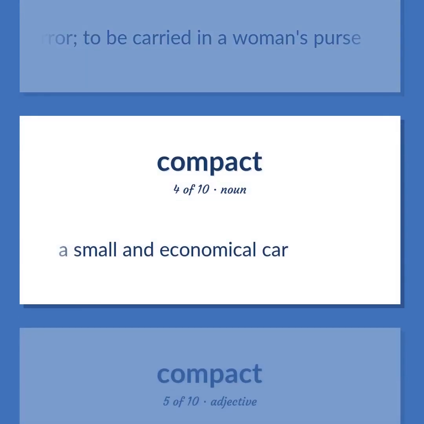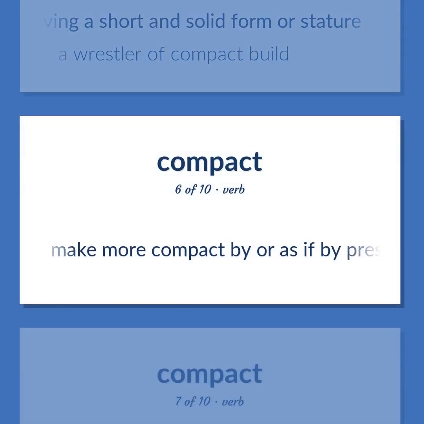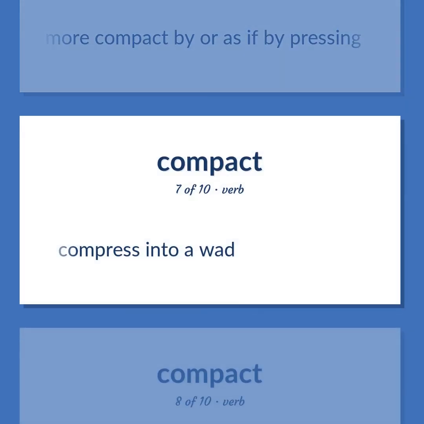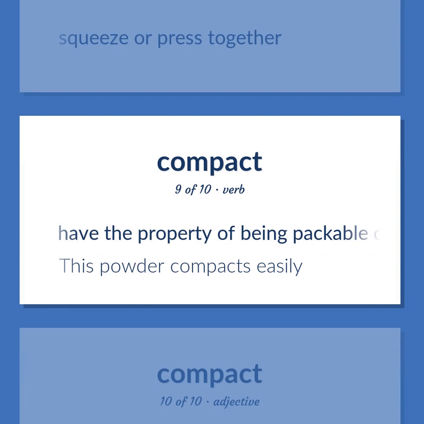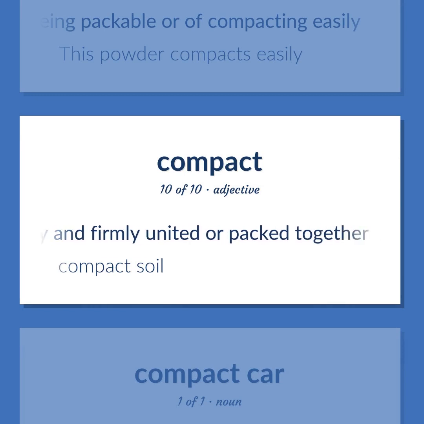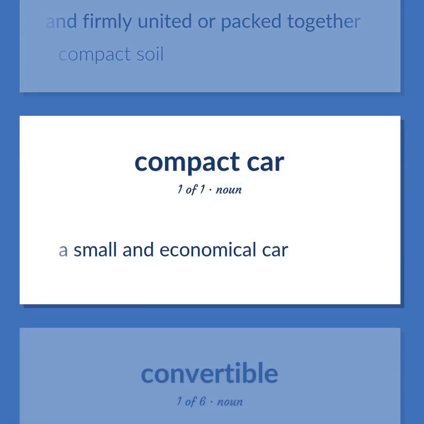A small and economical car. Having a short and solid form or stature. A wrestler of compact build. Make more compact by or as if by pressing. Compress into a wad. Squeeze or press together. Have the property of being packable or of compacting easily. This powder compacts easily. Closely and firmly united or packed together. Compact soil. A small and economical car.